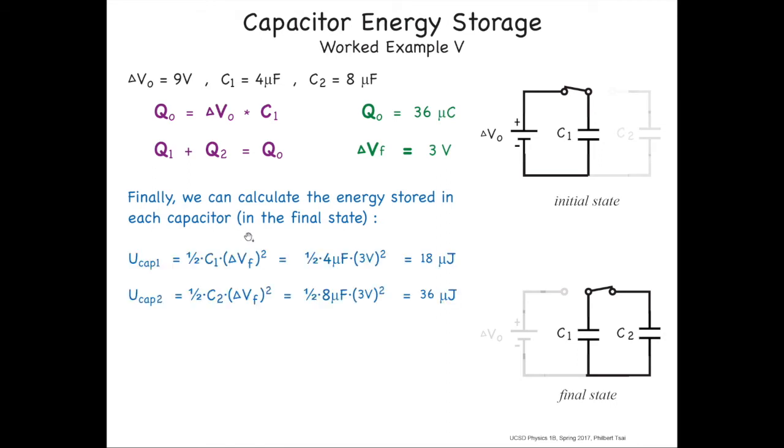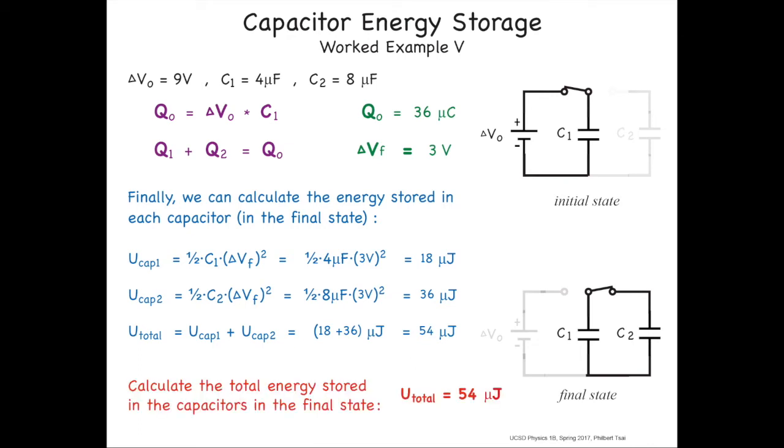So finally, we can calculate the energy stored in each capacitor. We pick the appropriate form of our capacitor energy equation, since we know the capacitance of each capacitor and we just calculated the final voltage across it. We'll choose the 1/2 C delta V squared form, and that gives us, for capacitor 1, 1/2 times 4 microfarads times 3 volts squared, which gives 18 microjoules, and for capacitor 2, 1/2 times 8 microfarads times 3 volts squared, which gives 36 microjoules. So the total energy stored amongst the two capacitors is 18 plus 36, or 54 microjoules total. All right, and that finishes up that example.